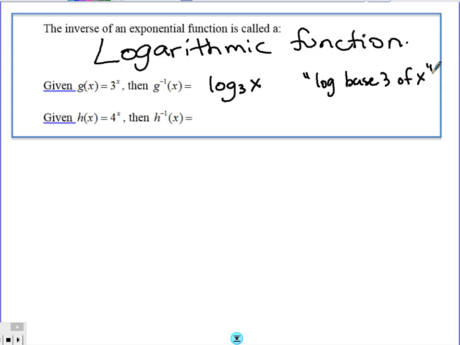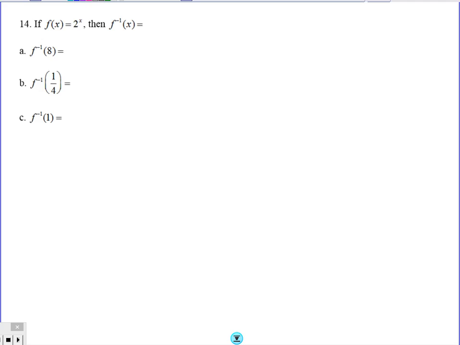All right, how would we say this one? What would the inverse of h of x be? Log base 4 of x. Perfect. Great. Log base 4 of x. All right. Any questions so far? We're good? All right. Ooh, we are almost done.